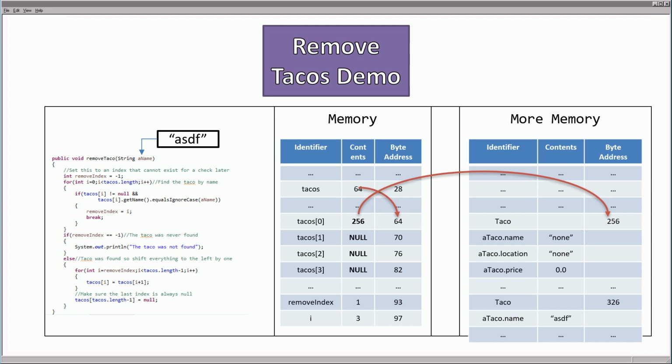Now when we're outside of the method, the parameter aName is removed. But not just that. We've lost the reference to this taco. We can no longer access this data. So Java being a memory managed language, its garbage collector will go along and find that there's no way to access this data. And so it will deallocate that information, thus removing the object.